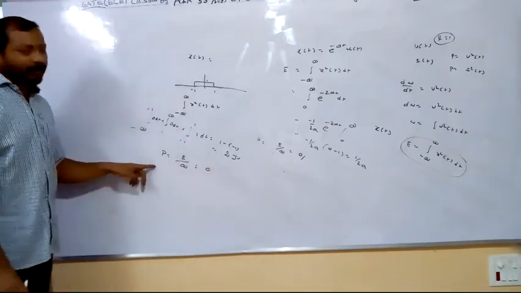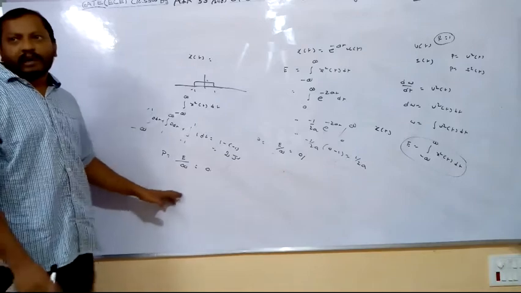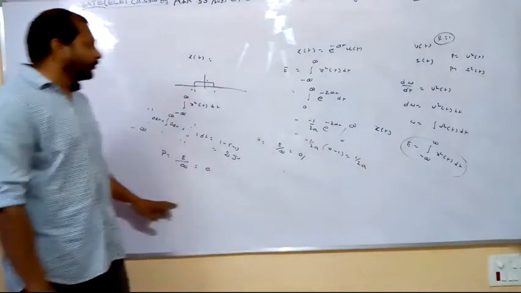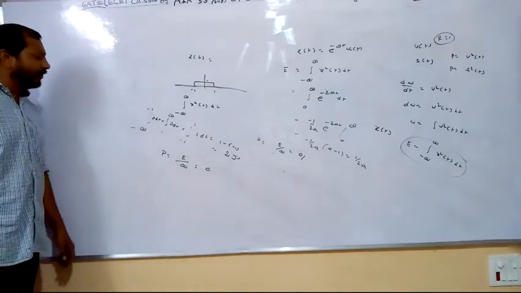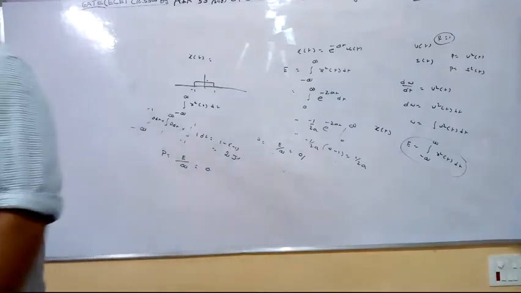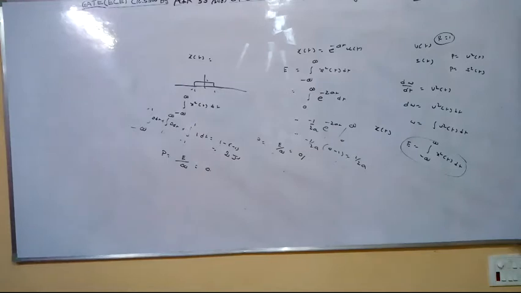For calculating the power, you have to consider the total time axis, which is equal to minus infinity to infinity. So the corresponding power is equal to energy by infinity, which is equal to 0.